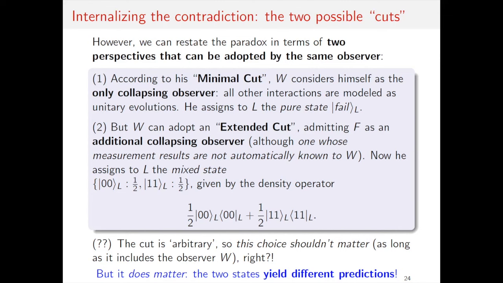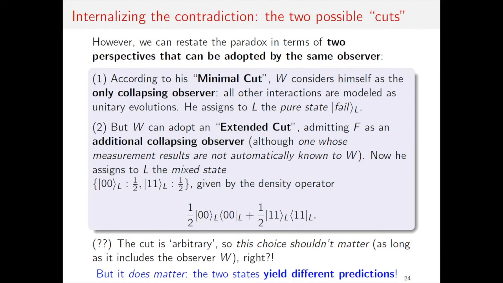The problem is, of course, now we have a contradiction not between Wigner and his friend, but between Wigner and Wigner. Wigner using the minimal cut, and we in a solipsistic mood in which I am the only observer of the universe, and Wigner using a very common thing in all quantum protocols that involve multiple agents, namely this extended cut that says, well, they are also observers.